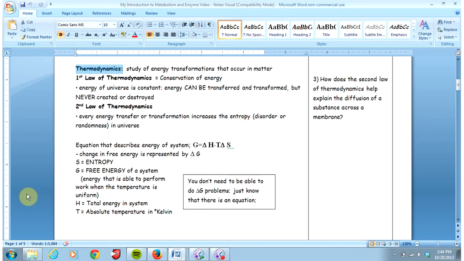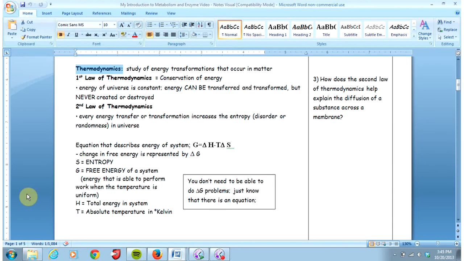Right now, as we talk about energy, we're talking about thermodynamics, which is the study of energy transformations that occur in living organisms and in non-living matter. So we have two laws that scientists have discovered that really govern thermodynamics and energy transformations. The first law of thermodynamics is known as the law of conservation of energy or matter. And what it says is that the energy within the universe is constant.